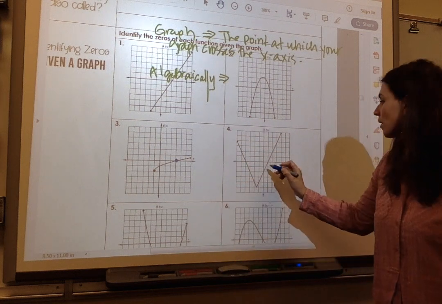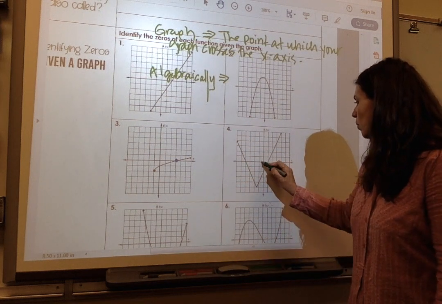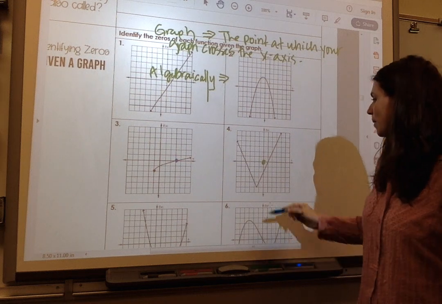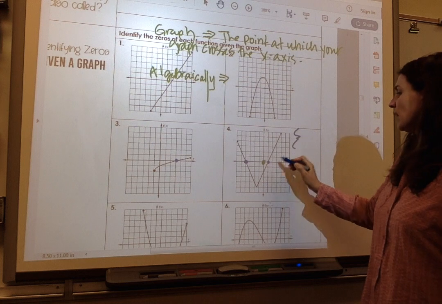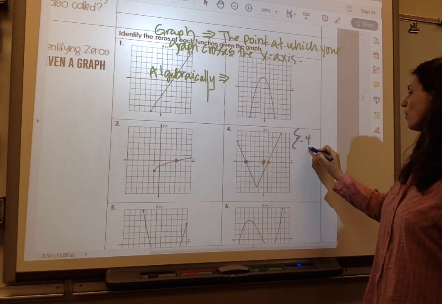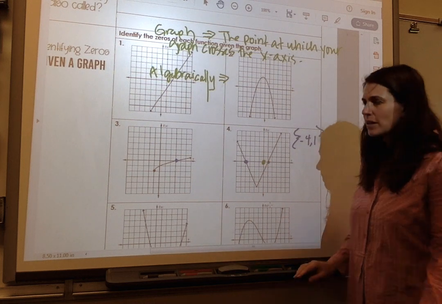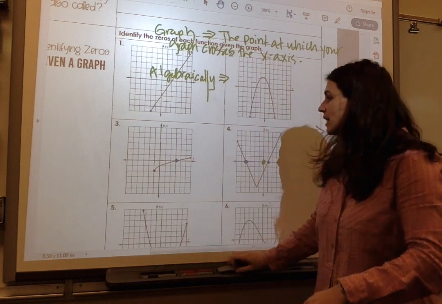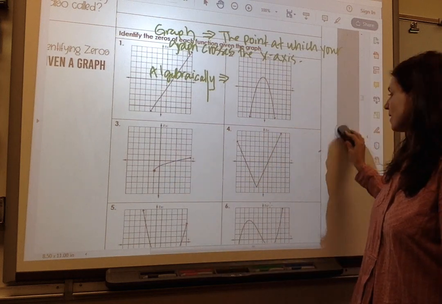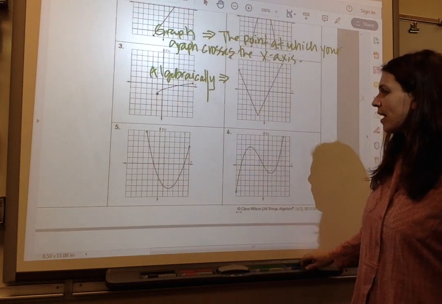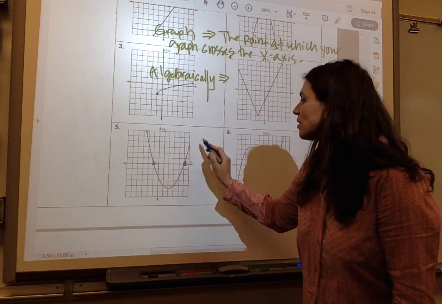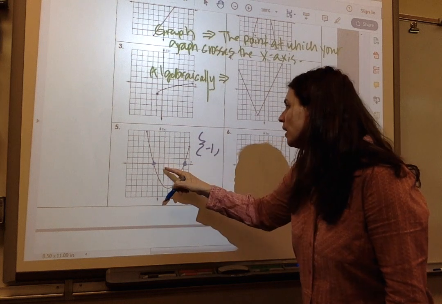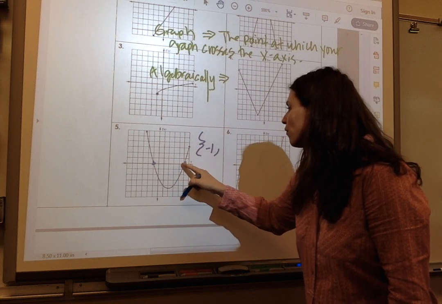Let's look at number 4. Where does it cross? Here's my origin. Let's identify my origin in green. And then it crosses here and here. So it crosses it at -4 and at 1. Does everybody see how I'm just literally looking to see where it crosses my x-axis? So if we scroll down to 5, where does it cross? It crosses it here and it crosses it here. So it crosses it at -1 and at 5.